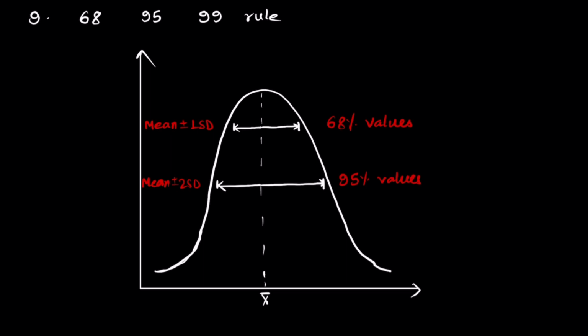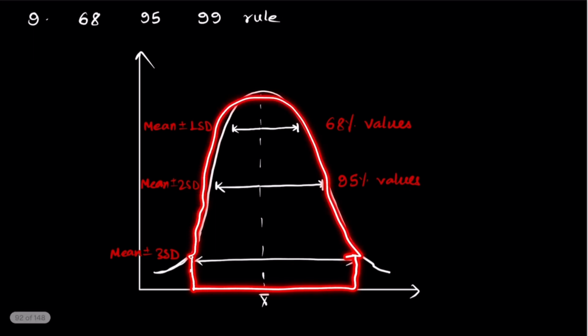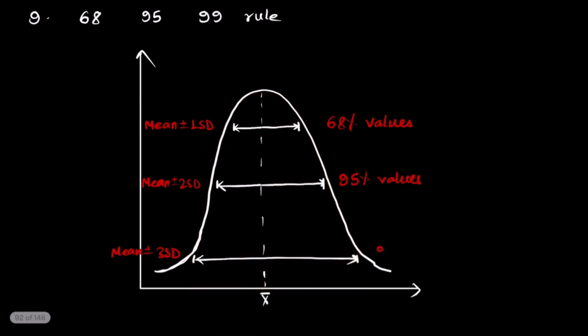Again, let's increase it by one more standard deviation. So mean plus minus 3 standard deviation, 3 standard deviation to the left and 3 standard deviation to the right. That much of the graph is going to incorporate 99% of all the values.